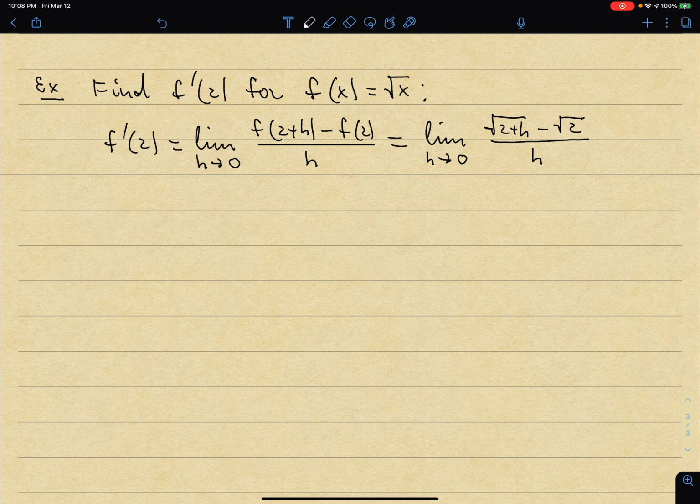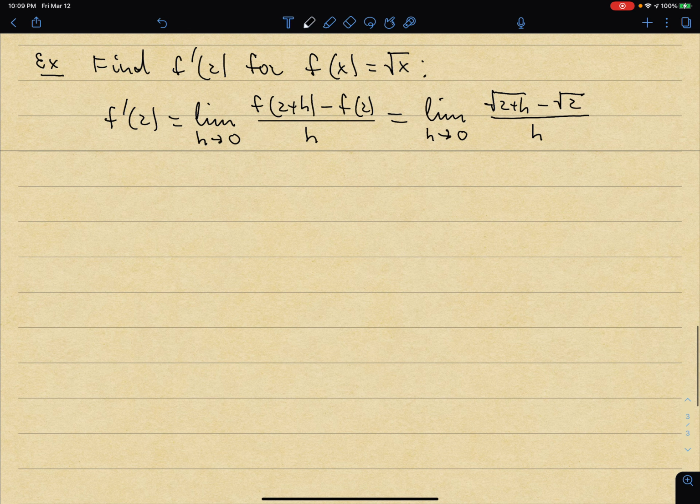Again, if we examine this, we will see that this is an indeterminate form, right? Because the top goes to 0 and the bottom goes to 0, so you're required to simplify this expression and then take the limit.